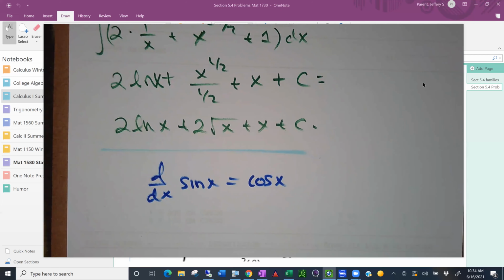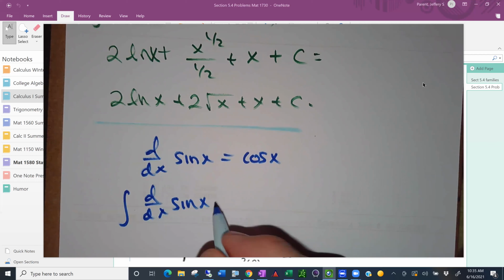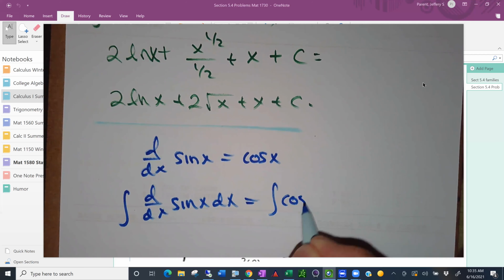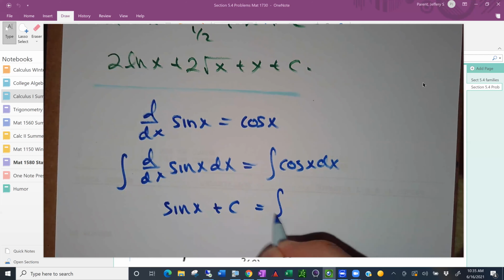But here's the thing, the integral and the derivative are opposite operations. So if I were to apply the integral to both sides of this, then on the left-hand side, this stuff cancels itself out. The integral of a derivative of the sine. So I end up with the sine of x plus a constant is the integral of the cosine of x.